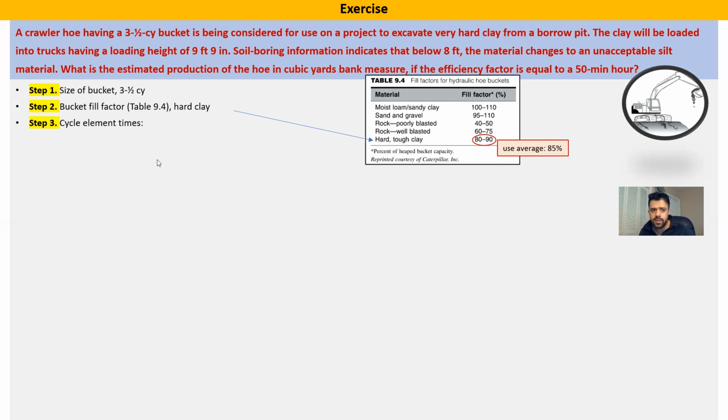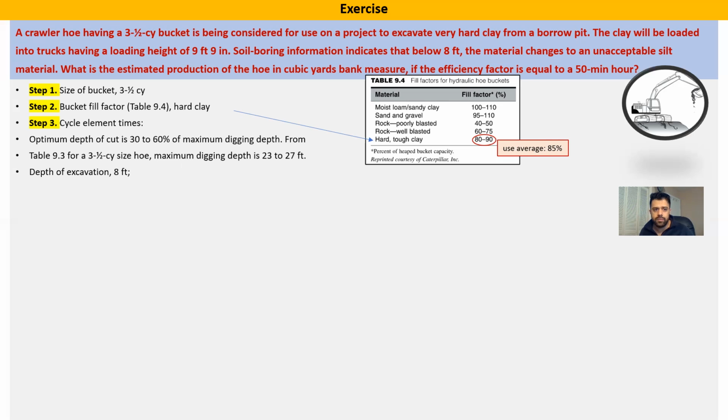So what are the cycle elements? To know the cycle element times, we need to first know the optimum depth of cut. Actually, we need to know how deep we are digging. According to the problem, soil boring information indicates that below 8 feet, the material changes to an unacceptable silt. So the maximum depth of digging is 8 feet. So the optimum depth of digging is 30 to 60% of the maximum digging depth.